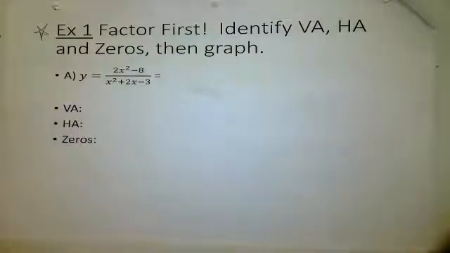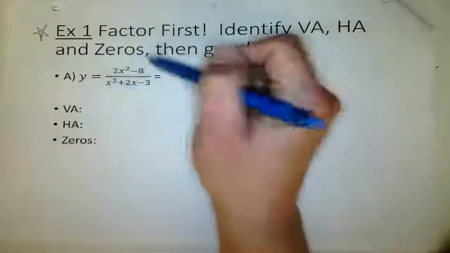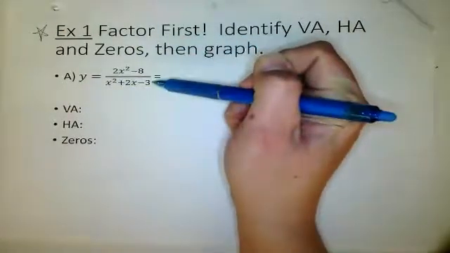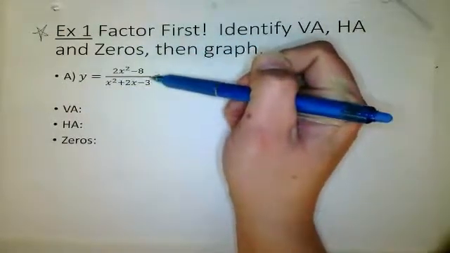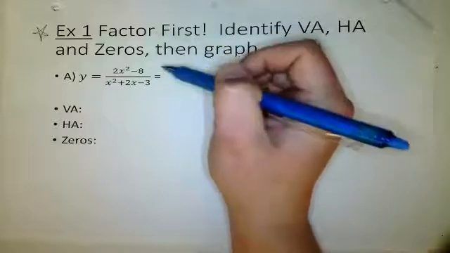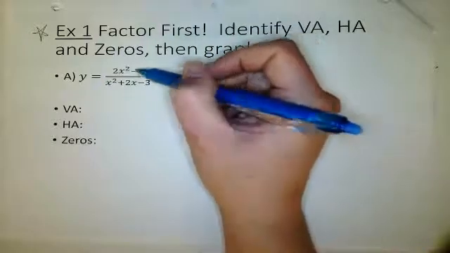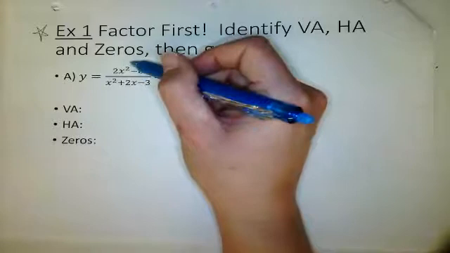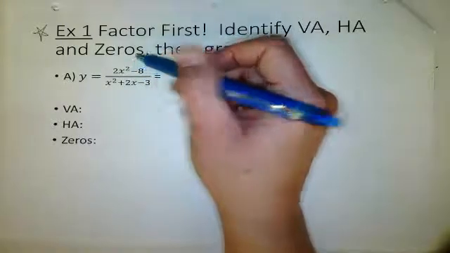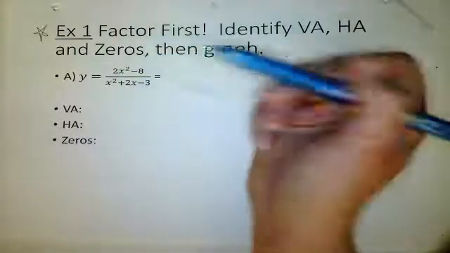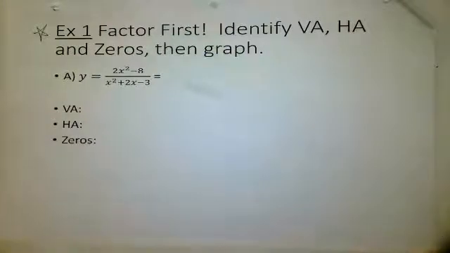But before I do that, I want to ask you, is this function simplified? No, it's not. How do we know it's not simplified? Yeah, it's not just a number like a 3 or a 2 or 1 on top, okay? It's got x's on top. This is not simplified. So if we wanted to simplify it, we would do long division.